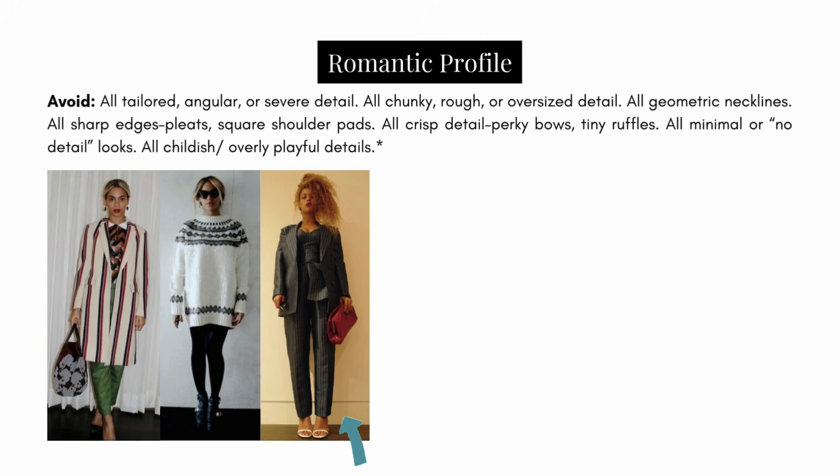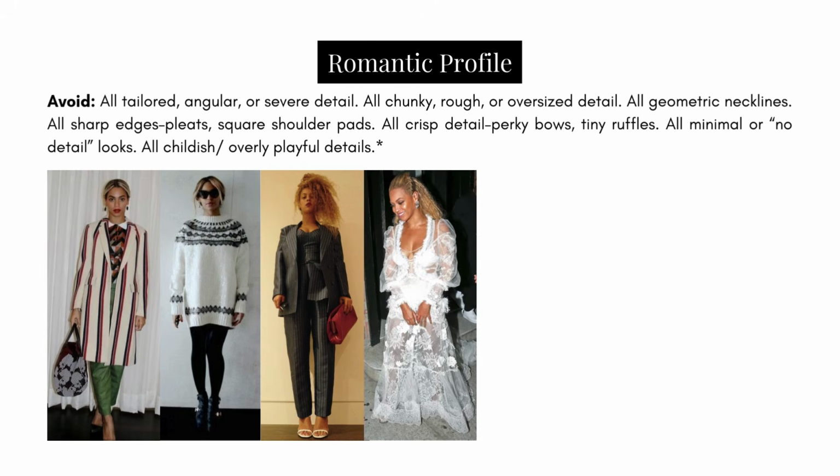Firstly, because it reads as unfinished, and this is a type where everything needs to be done, everything needs to be polished. So, this is the furthest from what could possibly be flattering on her. Avoid all crisp detail, perky bows with tiny ruffles. If you recall, the detailing said that bows and gathers and that kind of thing is very good for this type. They look great in it, but it has to look womanly and not little girlish, and that is the distinction. So here, this looks very little girl.